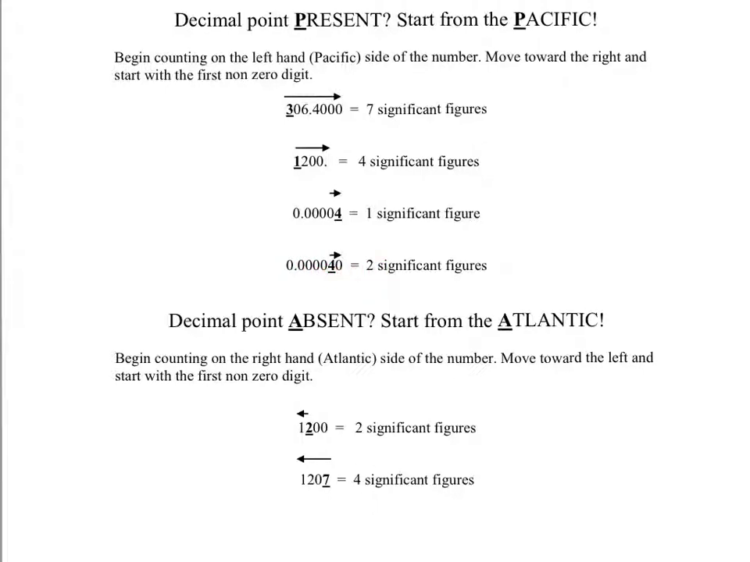This one has 2. If the decimal point is absent, you start at the Atlantic side, the right side, so you'll go from right to left. Here's 1200 written without a decimal. No decimal, so these don't count. The 2 and the 1 do, so 1200 written this way has 2 sig figs. With 1207, the 7 counts: 1, 2, 3, 4, so 4 significant figures in that example.